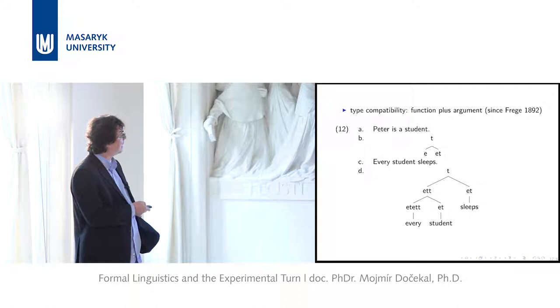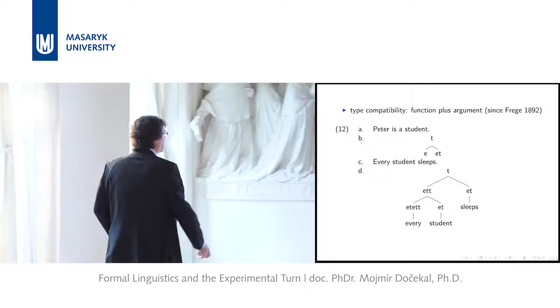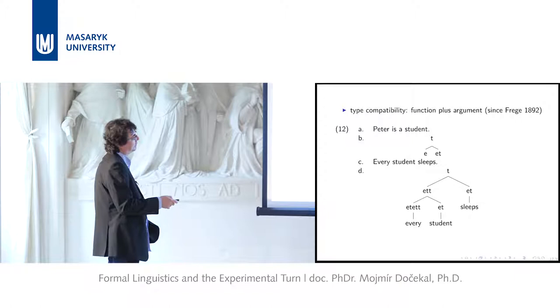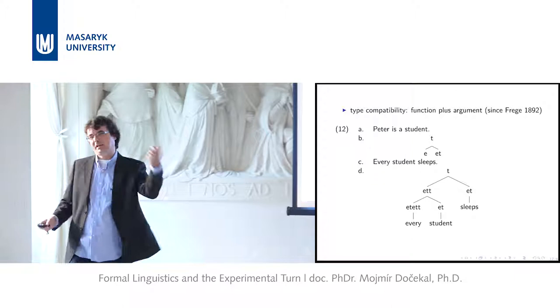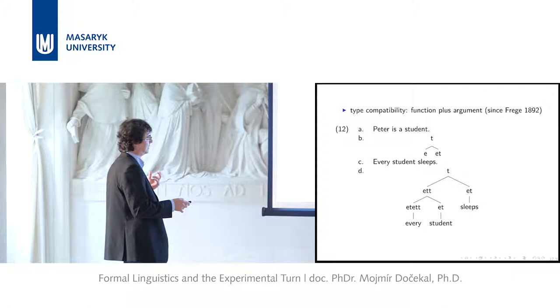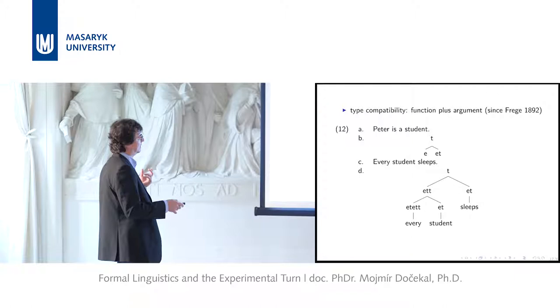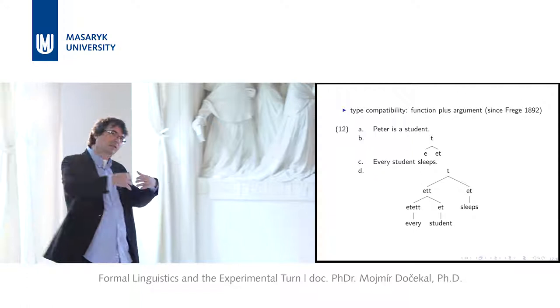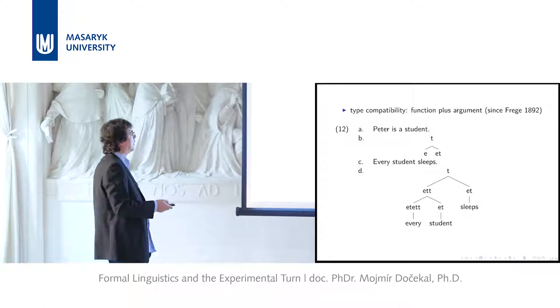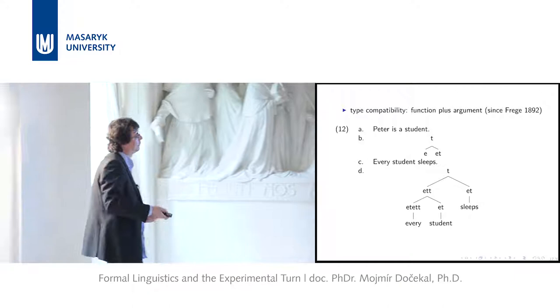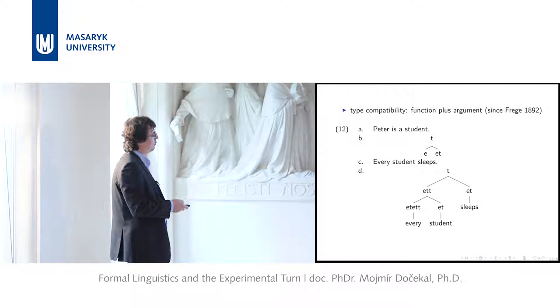If you have something more interesting, like every student sleeps, what you do is you have two sets, a set of students and a set of things which sleep, and every is a sort of glue which takes two sets. I was too lazy to put brackets here, but this is the first set and this is the second set. So first you combine this with this set, you obtain this. This is a set of sets which has the set of students as a subset, and then you combine this with this set, and of course this quantifier would give you a true sentence if this set is a subset of this set.